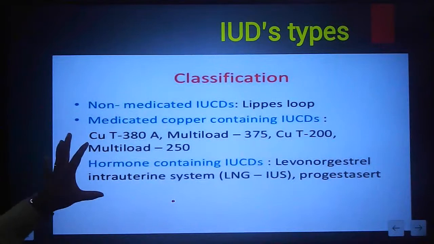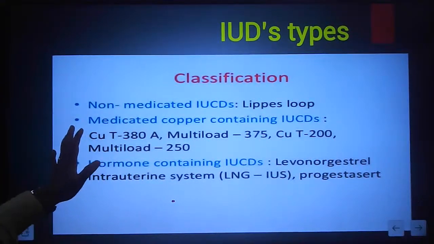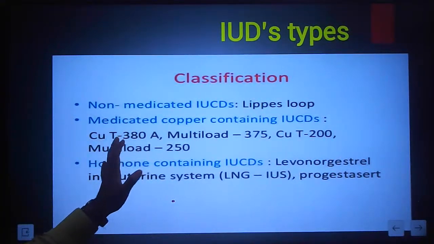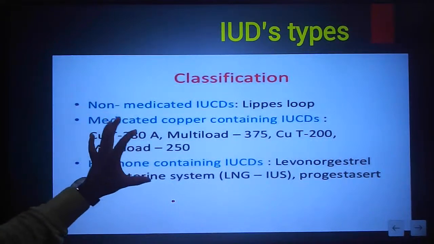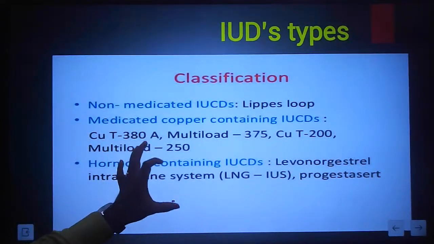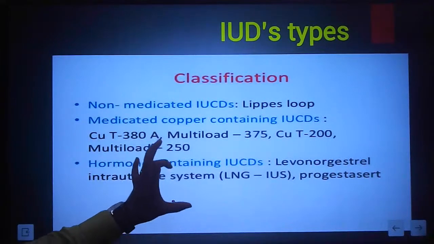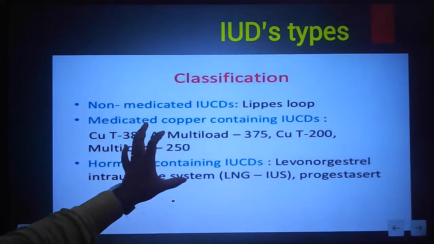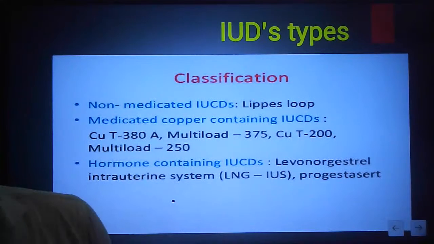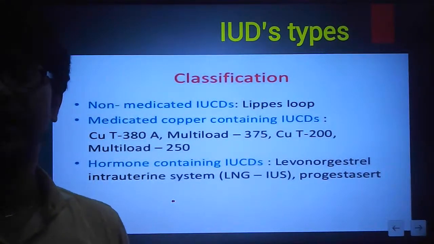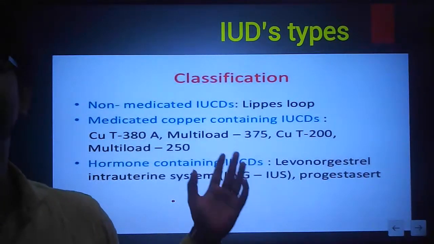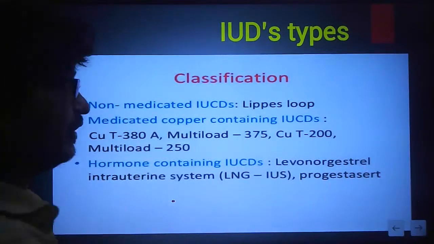This part you should be very careful about, and you will definitely get a question. It can increase the phagocytosis of what? Sperms, which will be within the uterus. This is also a very important part: IUDs can be used for 7 to 10 years of time.